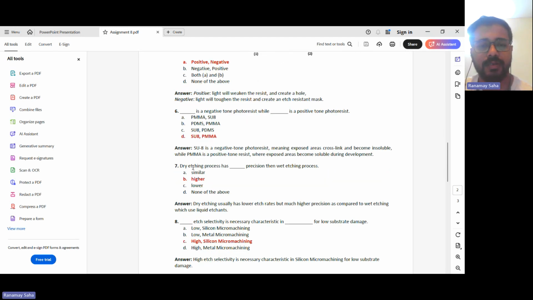Question number 6 was about a negative tone photoresist. PMMA, PDMS is not a photolithography material, it is not a photoresist. And PMMA is not a negative photoresist, so SU8 is a photoresist. So the first one automatically is a clear choice, that is, SU8 is a negative tone photoresist, while PMMA is a positive tone photoresist. So negative tone photoresist is only SU8. So in options C and D you have SU8. So if you go and select the next blank, PMMA becomes a positive tone photoresist.